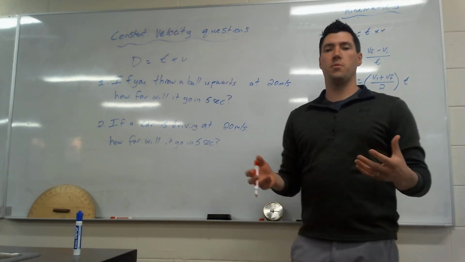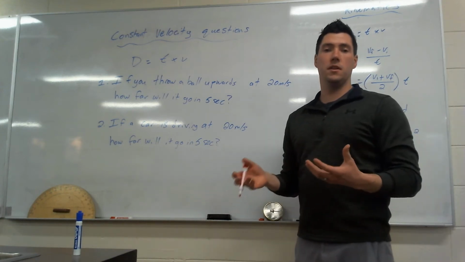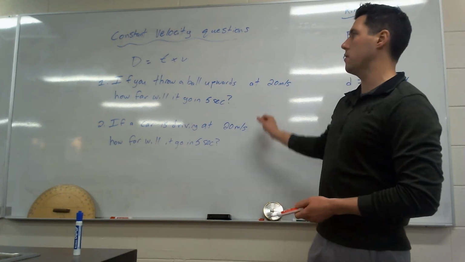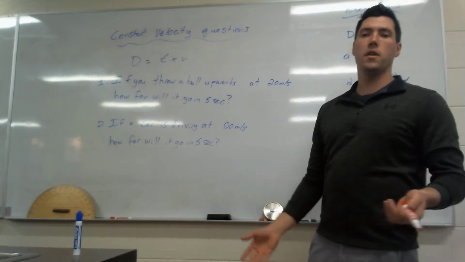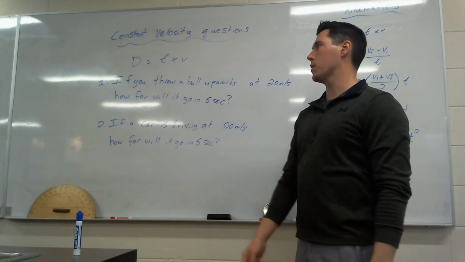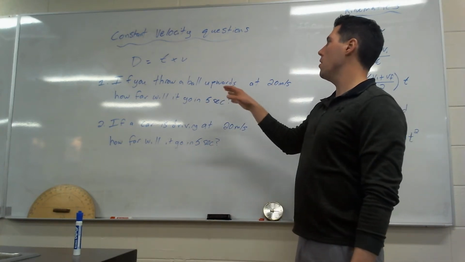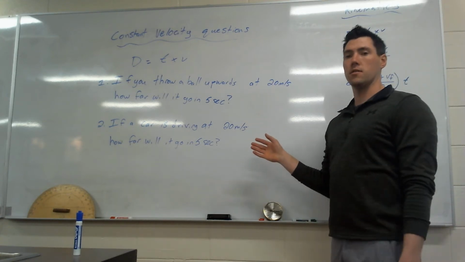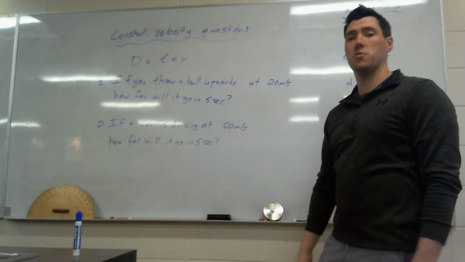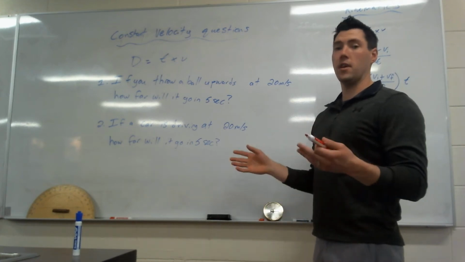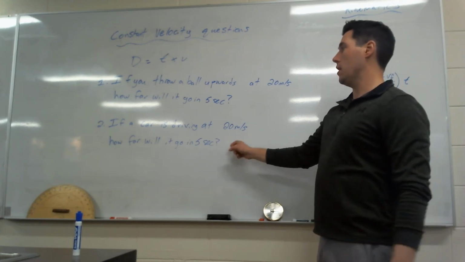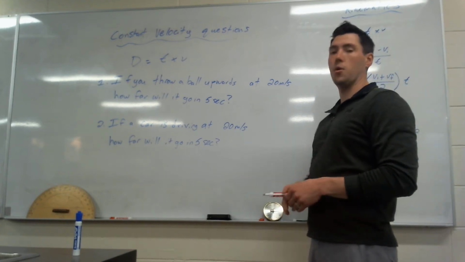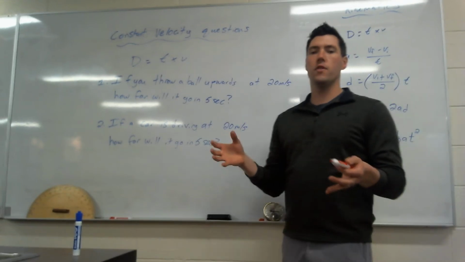Again, it seems very simple, and in its simplest form, it is very easy to use, but the problem is a lot of students misuse it, and here's an example. Here are 2 questions that look very similar, but one of them won't work with this formula. Question 1: if you throw a ball upwards at 20 meters per second, how far will it go in 5 seconds? So I throw a ball up at 20 meters per second. After 5 seconds, how high did it go? Question 2: if a car is driving at 20 meters per second, how far will it go in 5 seconds? They sound very similar.